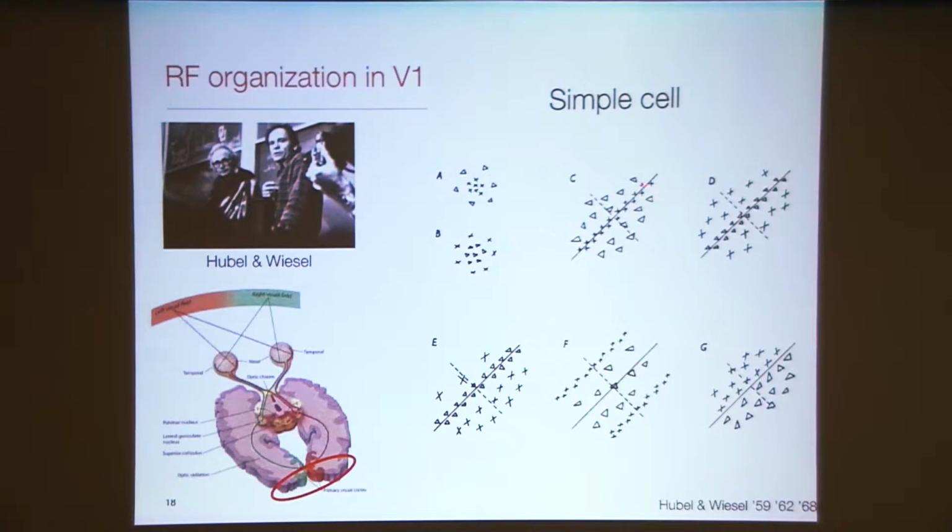Some cells have an excitatory center flanked by inhibitory surrounds. Sometimes you could have the opposite. You can have things that act more like bar detectors and some things more like wider bar detectors or edge detectors. So there's a large variety of receptive field organizations.